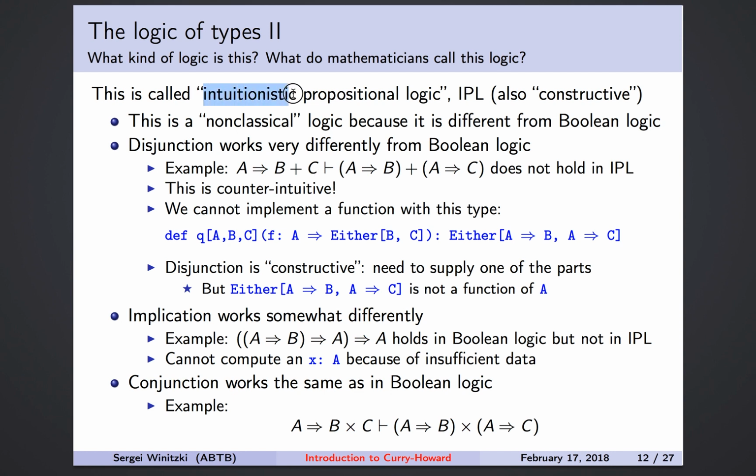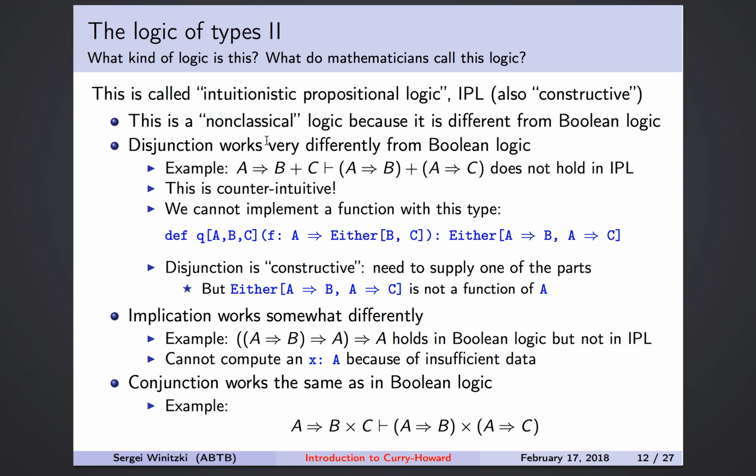Mathematicians call this logic intuitionistic propositional logic, or IPL. Also, they call it constructive propositional logic, but it is less frequently used. The most frequently used name is this. And mathematicians also call this a non-classical logic because this logic is actually different from the Boolean logic that we're familiar with, the logic of the values true and false and their truth tables. I assume that you're familiar with those computations using truth tables and operations and, or, not in the Boolean logic.